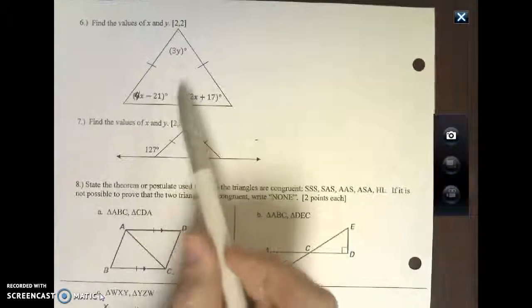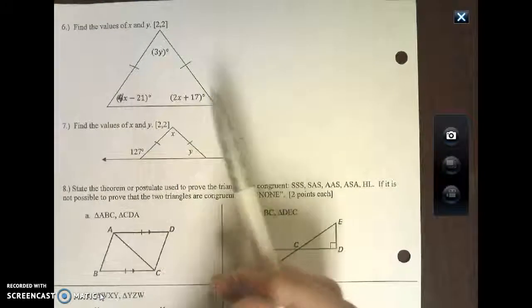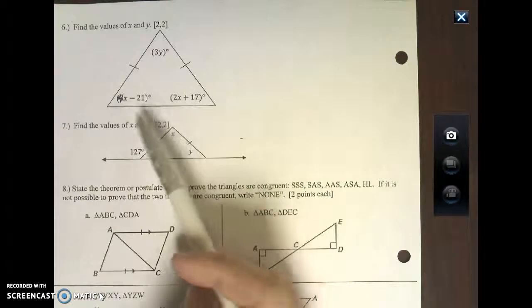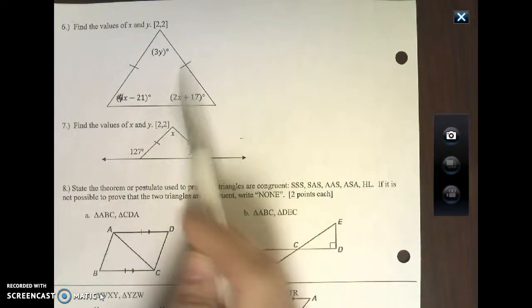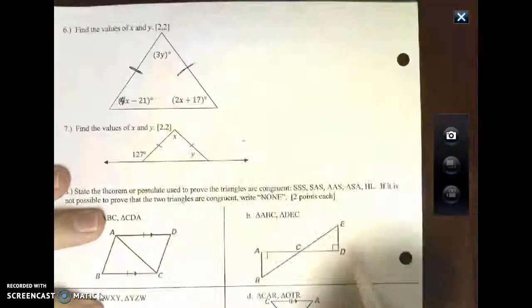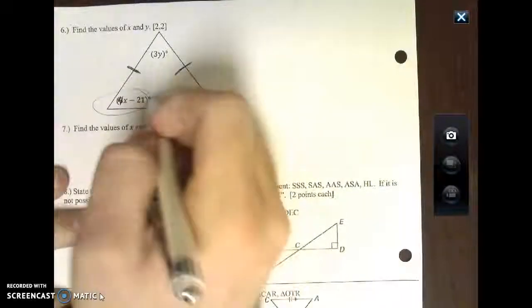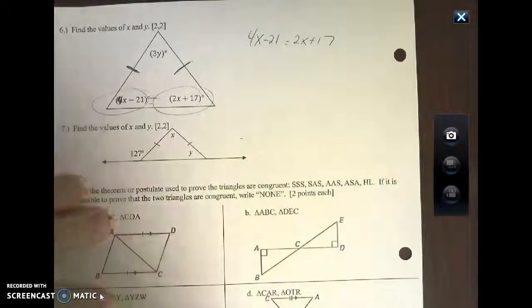Now, normally, the three angles of a triangle add up to 180. Well, they always do. The problem here is if I add these three things up and set them equal to 180, I have two x's and I have a y, which I can't solve. Luckily, they tell us that these two sides are the same, so we know these base angles must be the same. So I can do 4x minus 21 equals 2x plus 17 first. You never want to make an equation with two variables if you can avoid it.